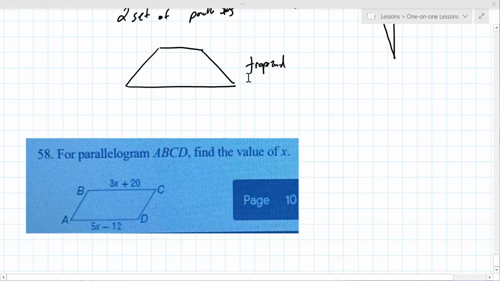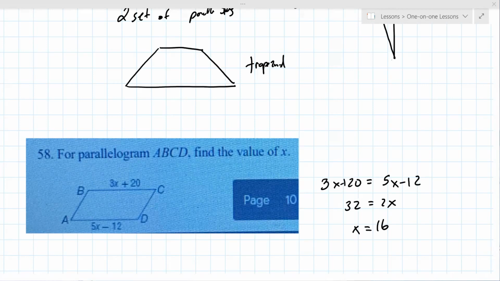So what do you think here? You set them equal to each other. Exactly. So we got 3x plus 20 equals 5x minus 12. So you end up getting 32 equals 2x and x equals 16. No big deal here.